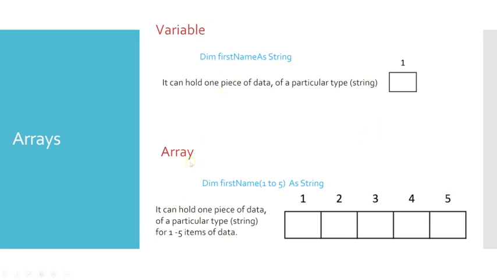Now contrast that with an array. An array starts the same way. You're declaring and reserving a place in memory, but now you're saying a certain amount. Here is how we note in the declaration that this is an array. And of course we still have the data type. Here it says 1 to 5, so you've set aside 5 locations in memory.